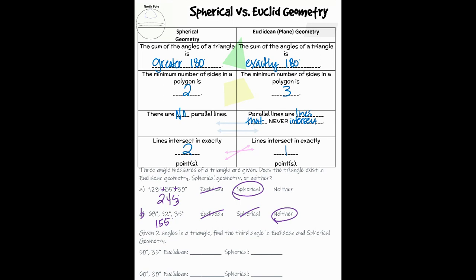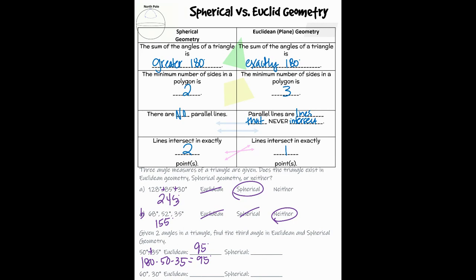Given 2 angles in a triangle, find the third angle in Euclidean and spherical geometry. So what I need to do is add these up and subtract them from 180. 180 minus 50 minus 35, and that's going to give me 95. That's for Euclidean geometry, because it's got to be exactly 180. So that other angle would have to be exactly 95.